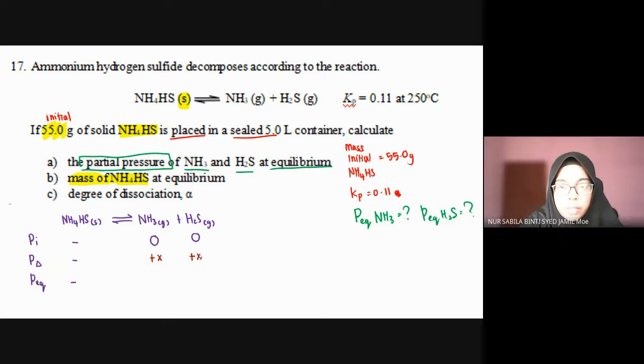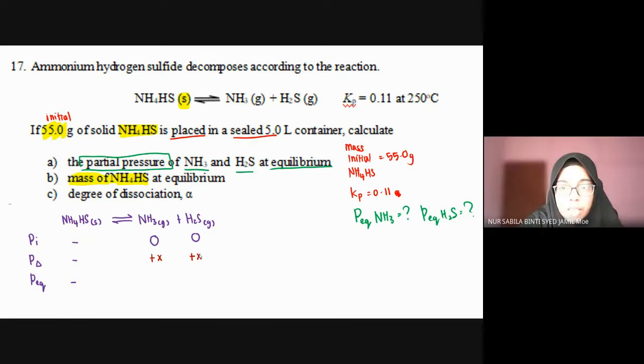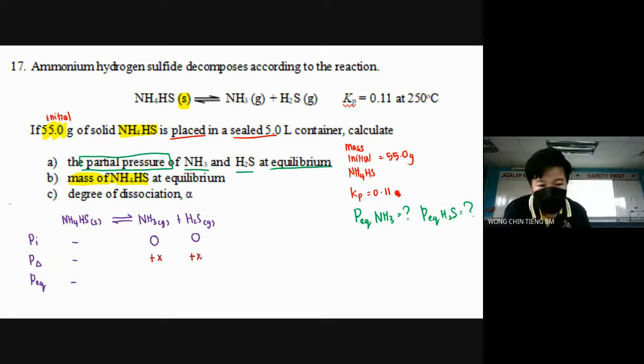Because the product will decrease, so the reactant will increase. But in this case it's a solid, so no change. But then for the reactant, come again: will the product increase or decrease? Product will increase. Okay, product will increase. So NH3 and H2S over that is a product, right?